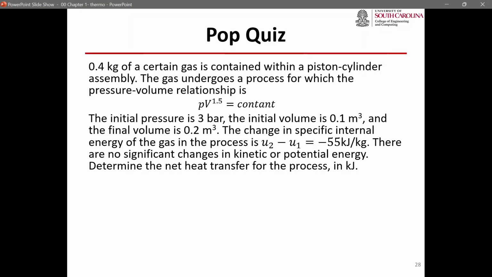Okay. How should we solve this problem? Please, is there anyone who doesn't have a piece of paper? I don't have any extra, so please borrow from your friends.